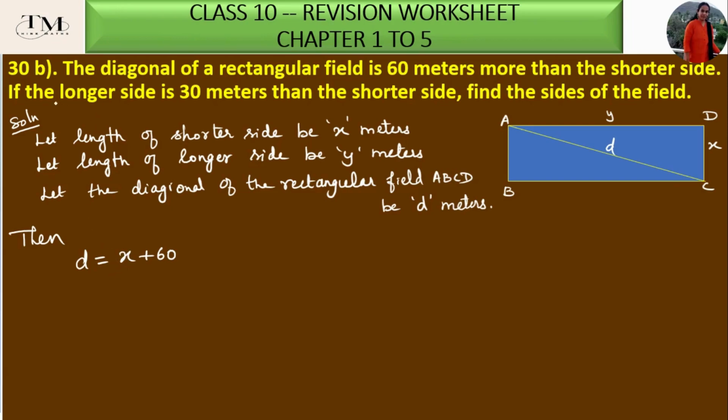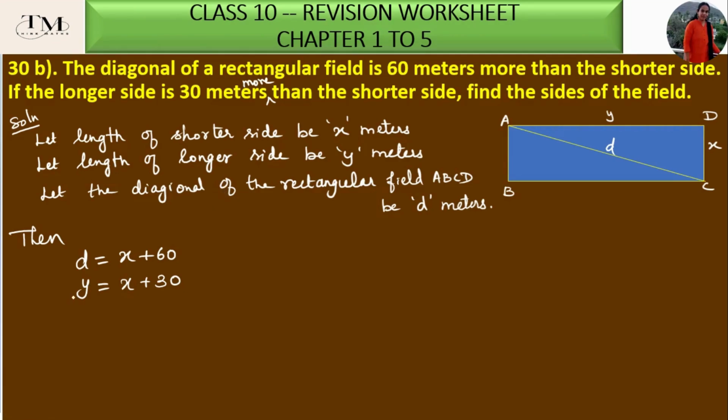Next relation, if the longer side is, who is the longer side? y. So write y equal to 30 meters more than the shorter side. The shorter side is x, and since it is more than, you have to add. So the longer side is x plus 30 meters. Here you will get more. So 30 meters more than the shorter side.